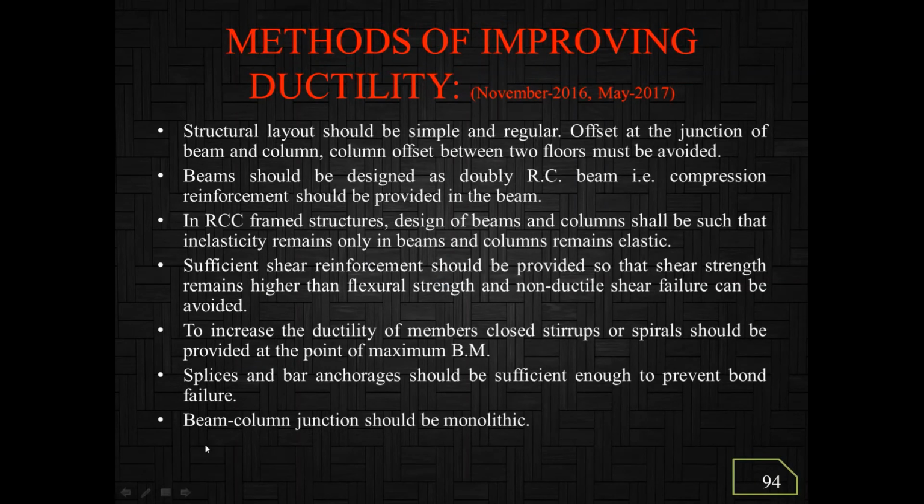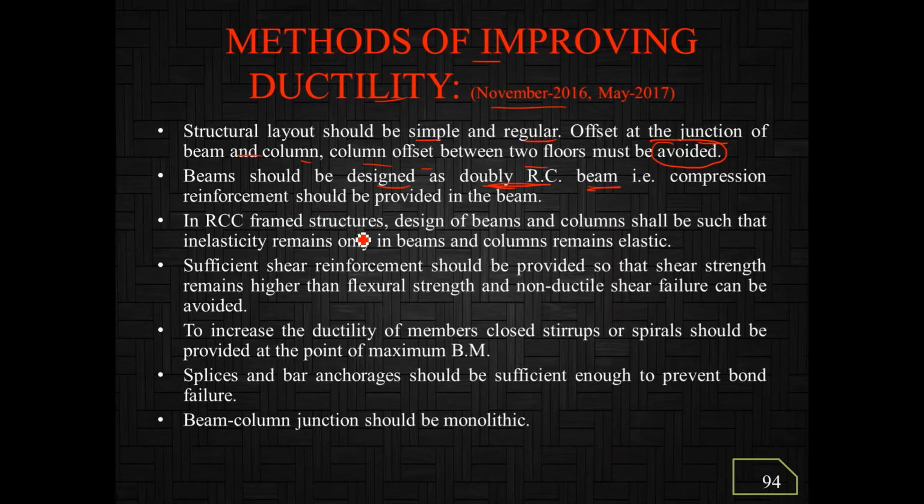Now we have to discuss the methods of improving ductility, and this question was asked in November 2016 and May 2017. The structural layout should be simple and regular. Offset at a junction of beam and column, and offset between two floors, must be avoided. So offset must be avoided in a structural layout. Beam should be designed as a WRC beam.